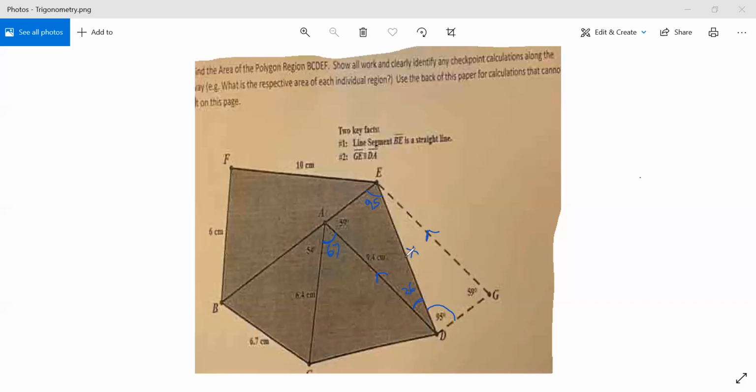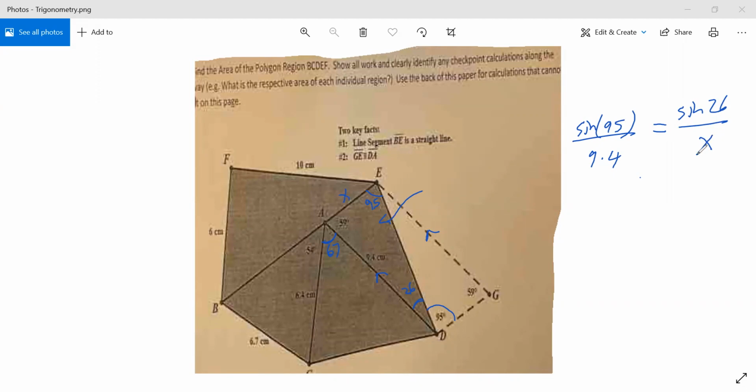Or I can find the other side. So let me just find this side. This side is more useful actually. So let me just call this x. Go ahead and find x in that triangle, right? So I'm using the law of sines in this triangle right here. By the law of sines, I will have sine of 95 divided by 9.4 equals sine of 26 divided by x. So I can figure out the x here.